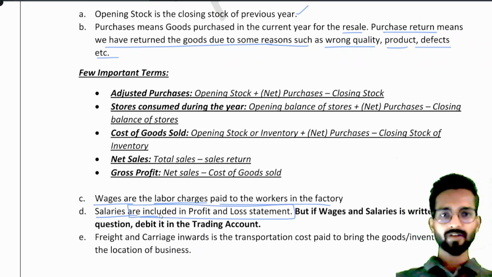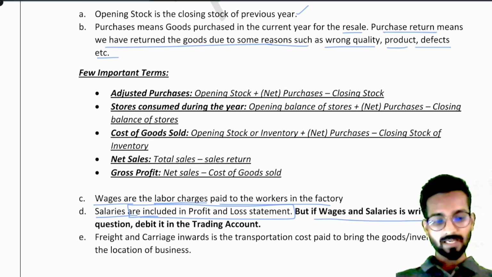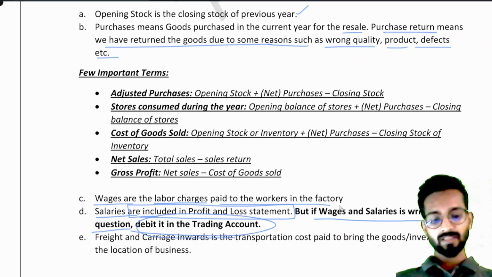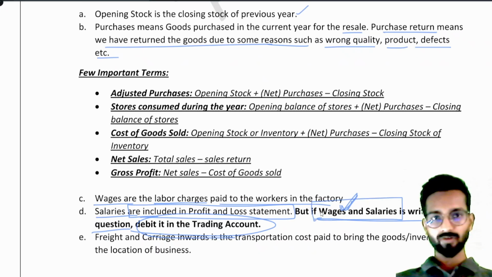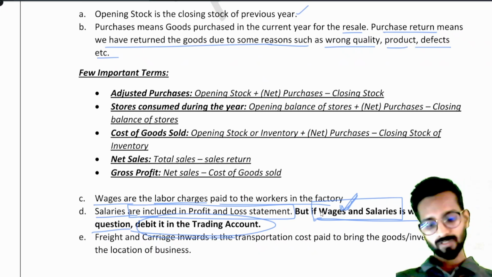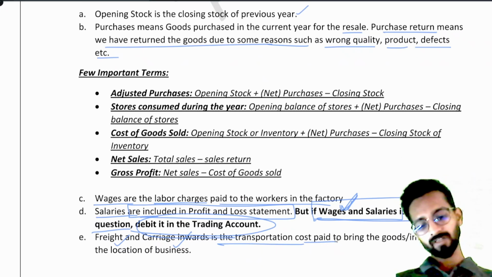But sir, you have written salaries in the trading account. Please understand, if wages and salaries is written in the question, debit it in the trading account, because they are saying wages first. Wages and salaries are given to the workers of the factory only. It means that if only salaries is appearing, then it goes to profit and loss account. Then freight and carriage inward is the transportation cost. We have already covered this.